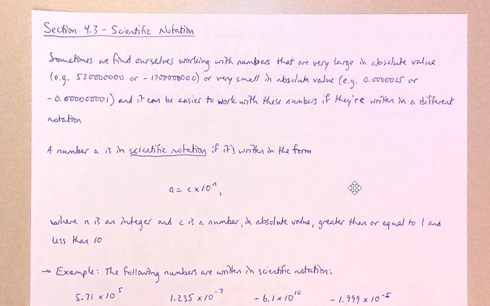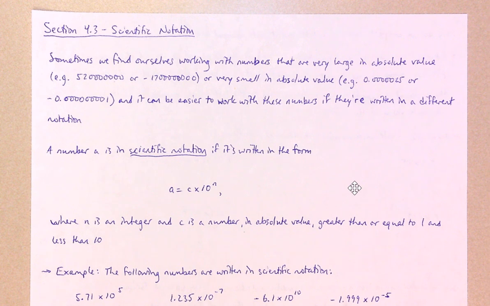You could also have numbers that are very small in absolute value, like 0.00000025 or negative 0.0000000001. Doing calculations with these very large or very small numbers is not very fun to visualize, and not really fun to actually write out and work with. So it can be easier to work with these numbers if we write them in a different notation, and that different notation is scientific notation.